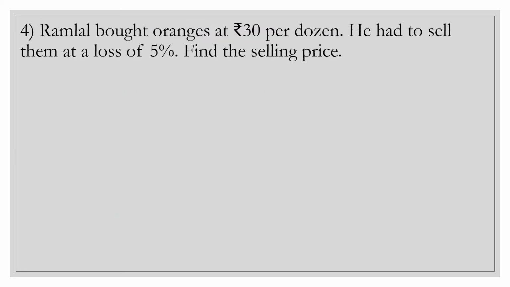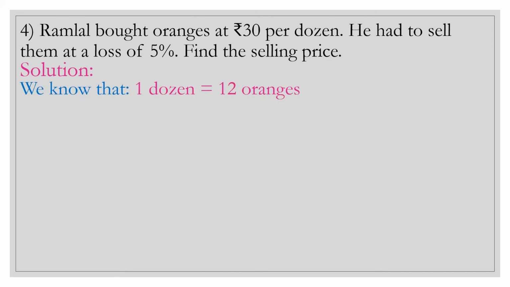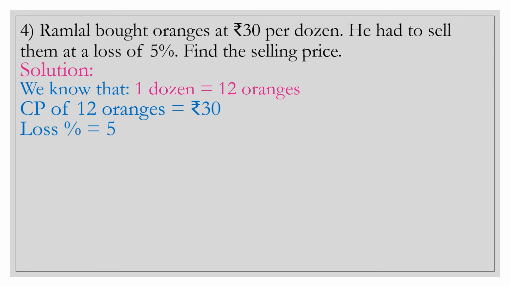Next is question number 4. Ramlal bought oranges at rupees 30 per dozen. He had to sell them at a loss of 5%. Find the selling price. We know that 1 dozen is equal to 12 oranges and Ramlal bought oranges at rupees 30 per dozen. So cost price of 12 oranges is equal to rupees 30 and loss percentage is equal to 5. Selling price we have to find out.